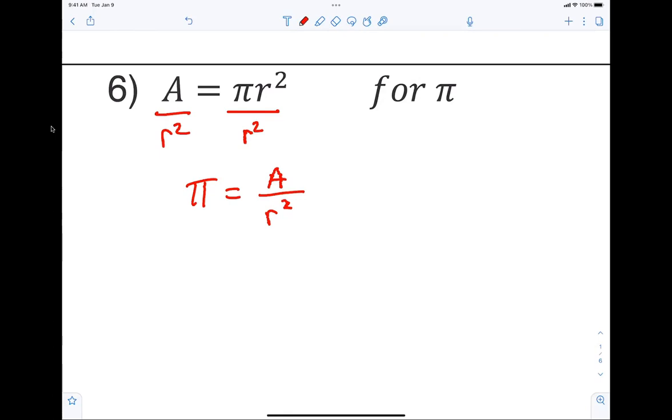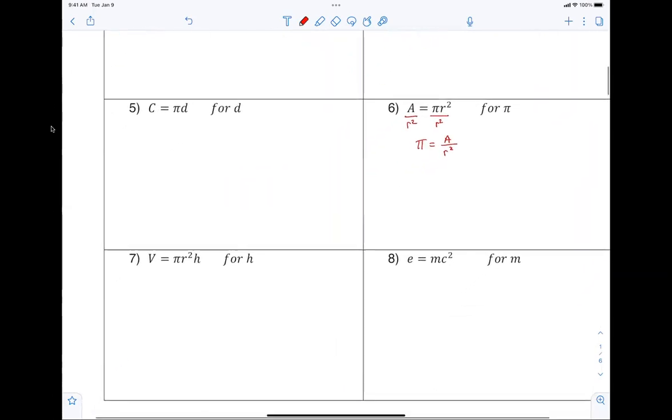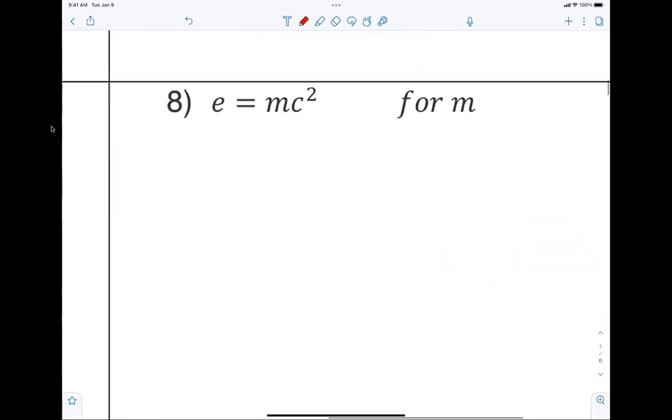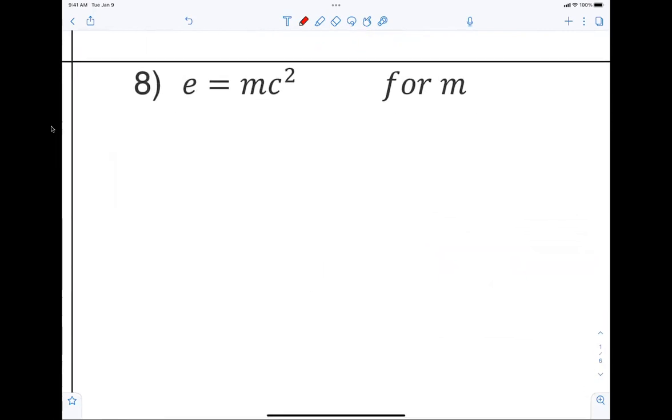Let's try something else now. Let's look at number eight. Does anybody recognize that? That's correct. That is Einstein. Energy is equal to mass times the speed of light squared. That's exactly what that means. So if I'm solving for m, I'm just dividing by c squared. So m is equal to E divided by c squared.